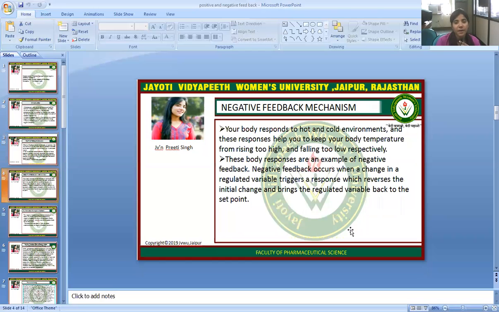So the negative feedback mechanism: your body responds to hot and cold environment, and these responses help you to keep your body temperature from rising too high and falling too low respectively. These body responses are an example of negative feedback. Negative feedback occurs when a change in a regulated variable triggers a response which reverses the initial change and brings the regulated variable back to the set point.